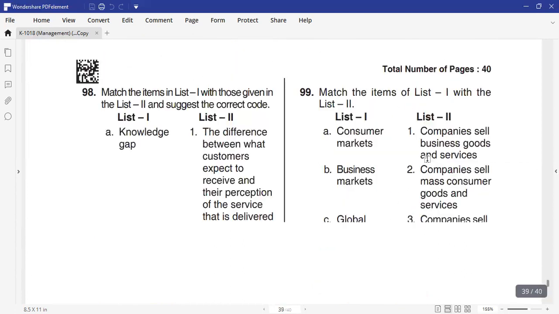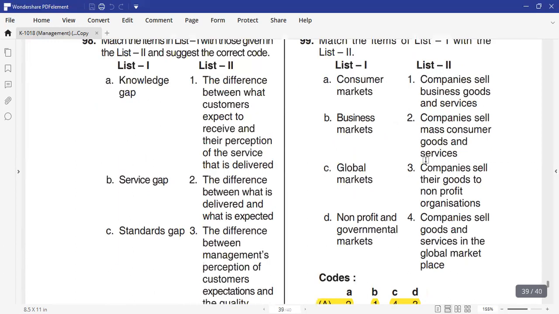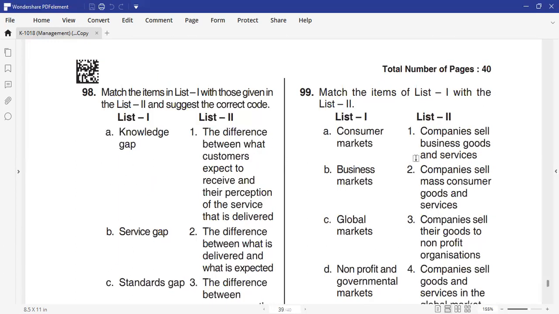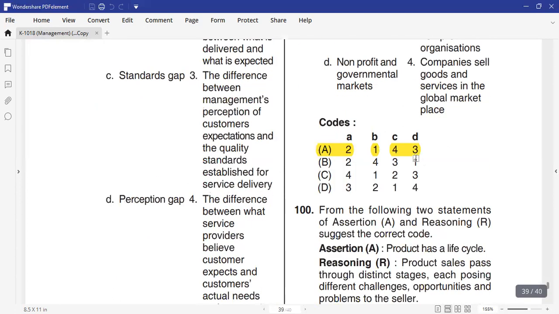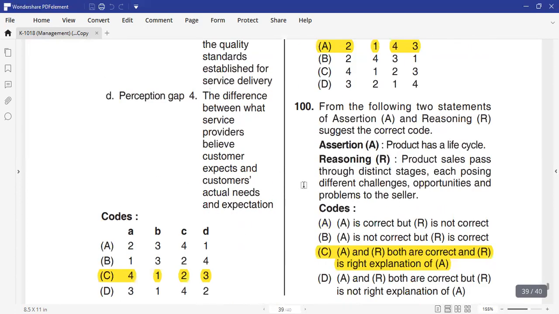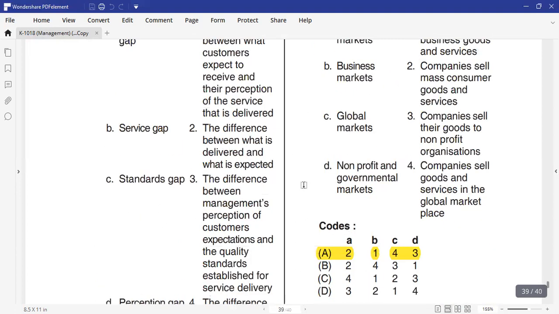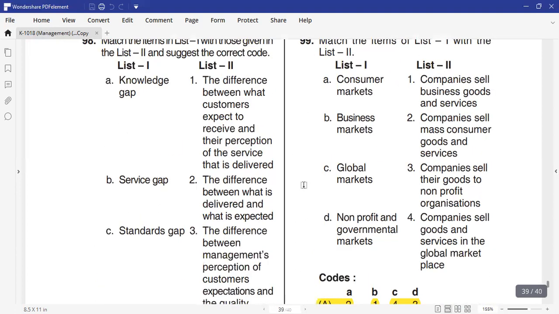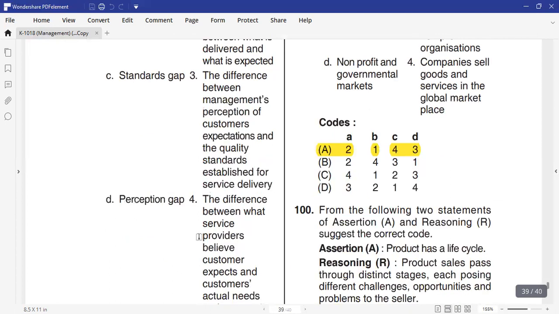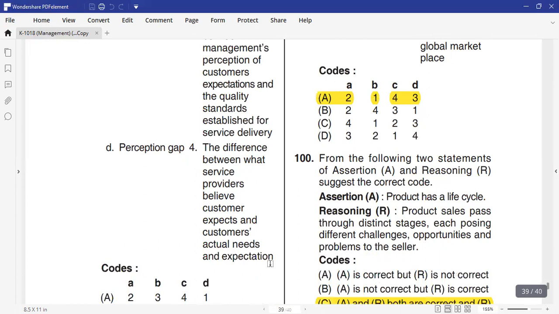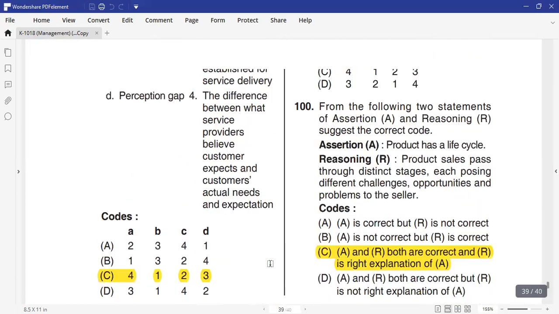Then we go to the 98th question, with list 1 as well as list 2. So the correct pattern will be: for A it is 4. That is, knowledge gap is nothing but the difference between what the service provider believes the customer expects and the customer's actual needs and expectations. And for B it is 1.